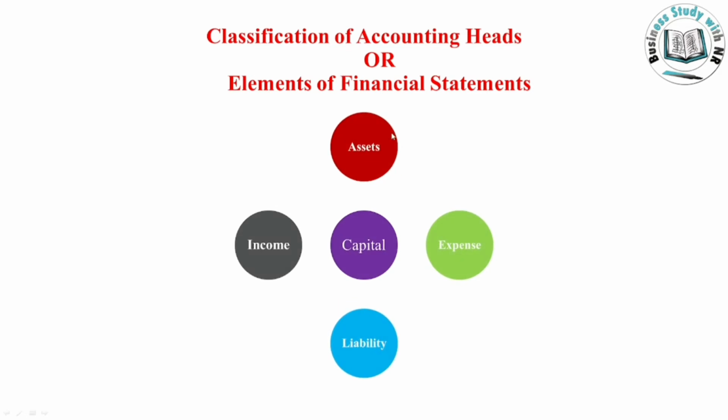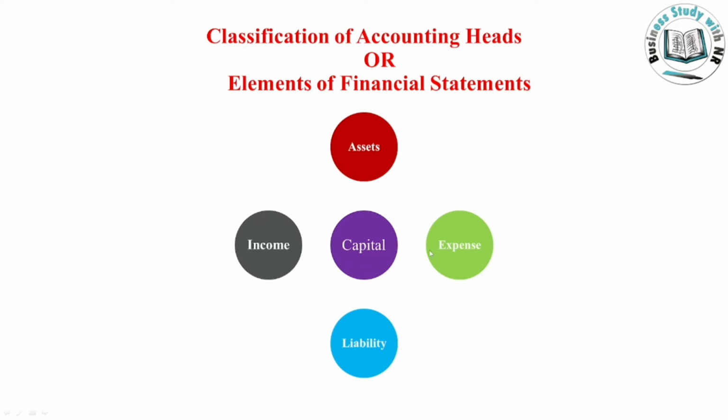Okay. Next is classification of accounting heads or elements of the financial statement. Viewers, remember these are the most important elements of financial statements. To understand the whole accounting process, to understand the basic accounting, you must understand clearly these 5 accounting heads. What are these 5 accounting heads? Assets, income, liability, capital, and expenses.